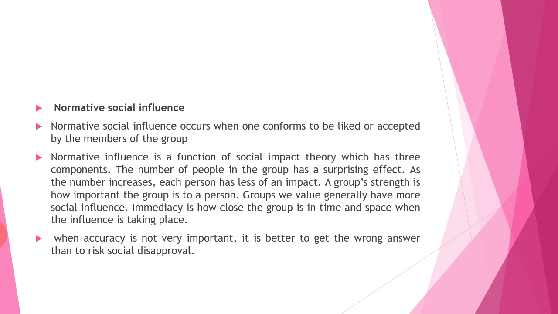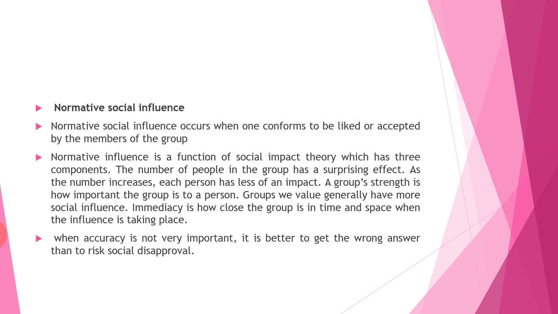Then comes normative social influence. It is actually the desire to be liked by others. It occurs when one conforms to be liked or accepted by the members of the group. It can be seen among peers usually.